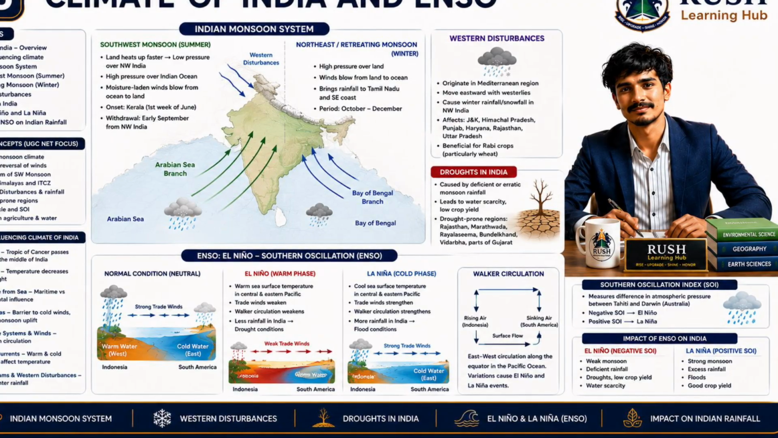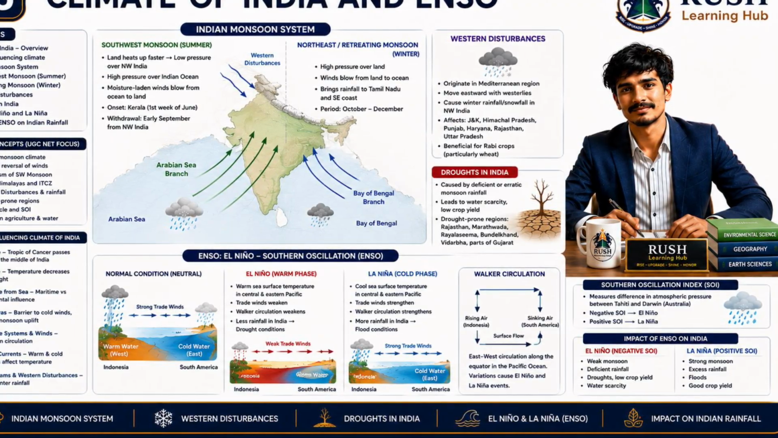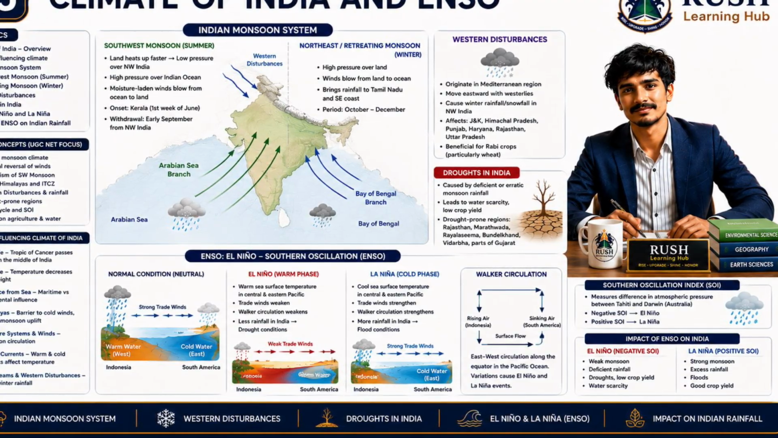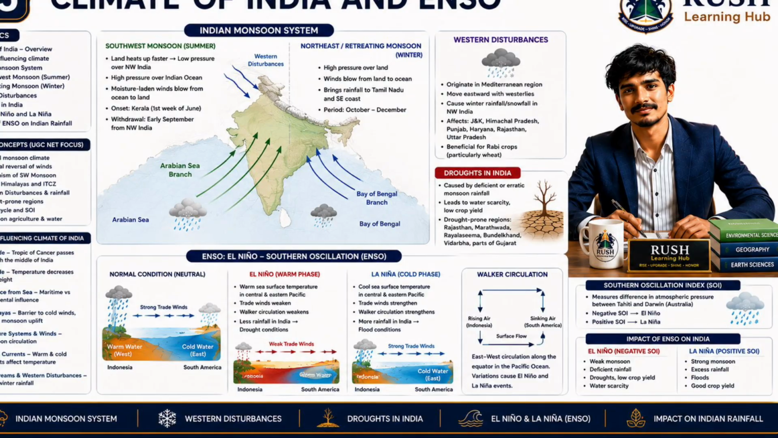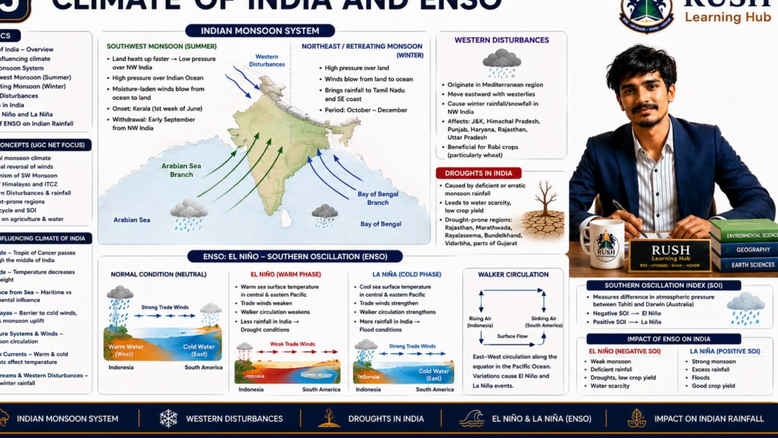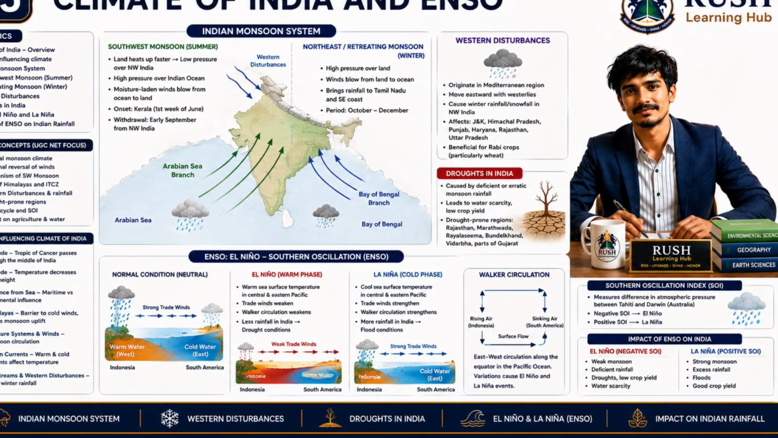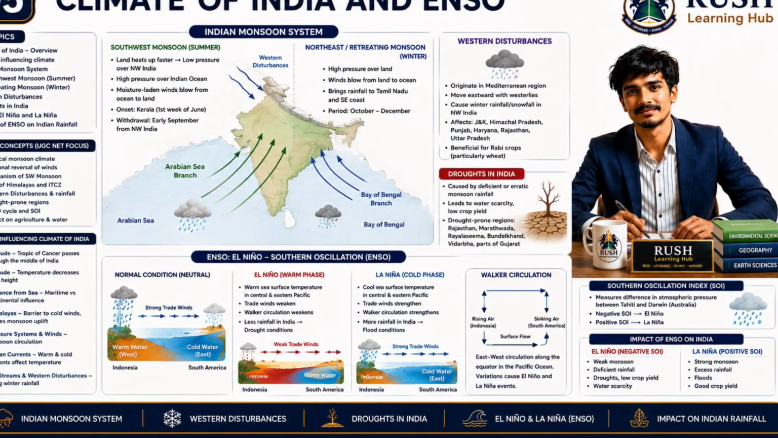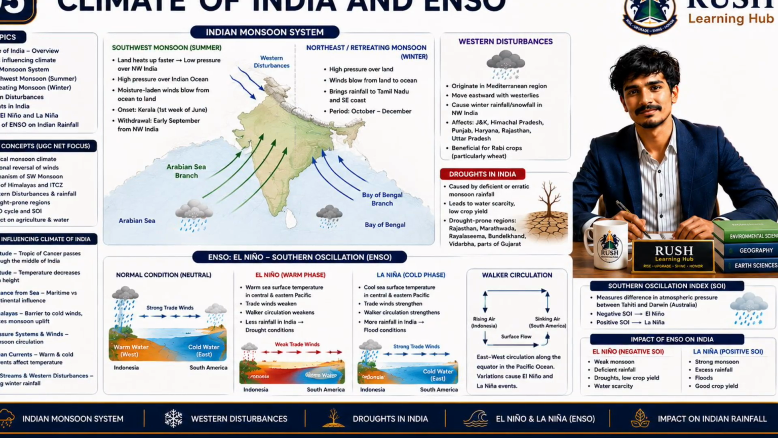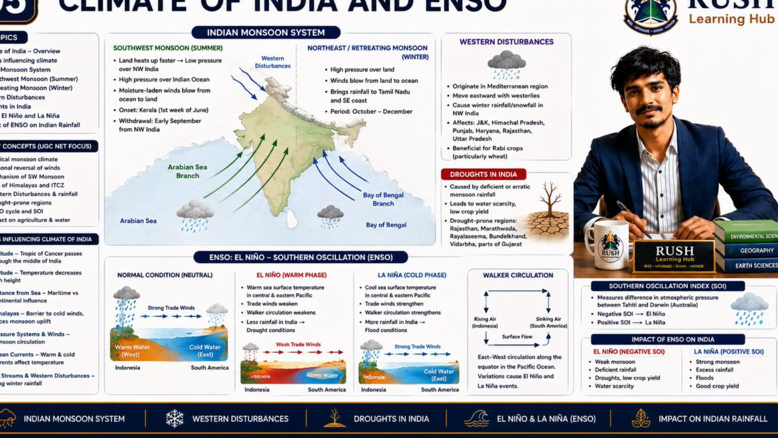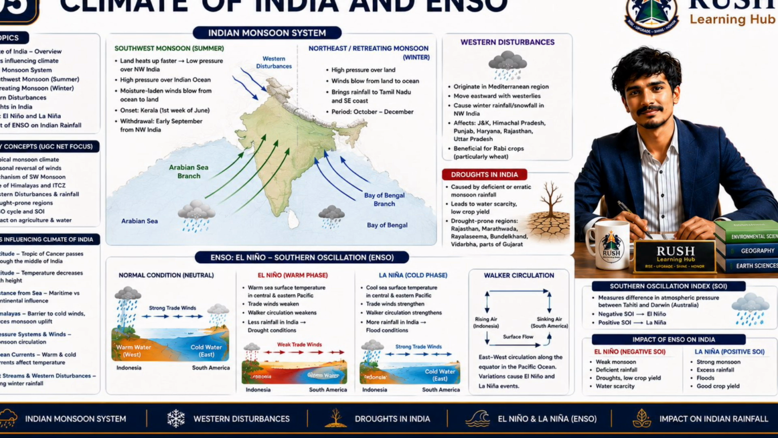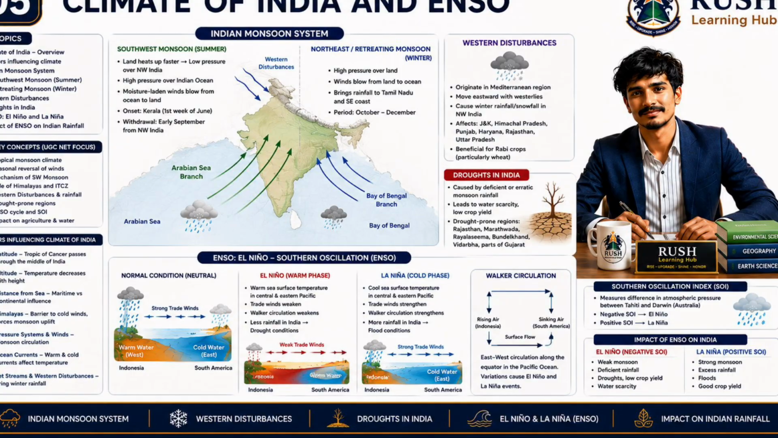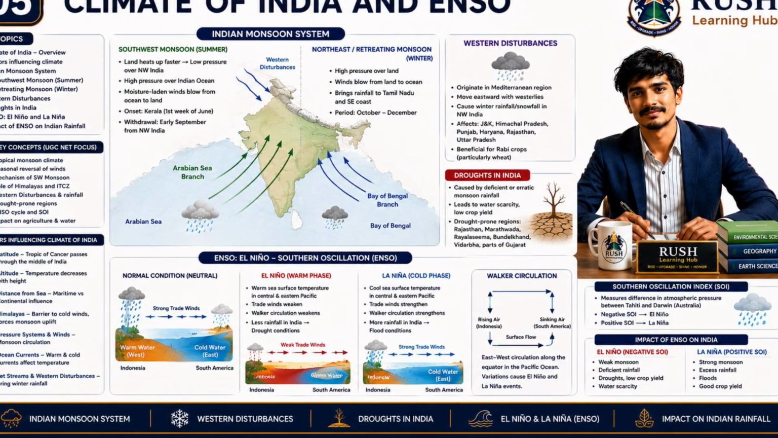Consequently, India generally receives stronger monsoon rainfall, which may sometimes result in floods. The atmospheric component associated with ENSO is called the Southern Oscillation. The Southern Oscillation refers to fluctuations in atmospheric pressure between Tahiti and Darwin, Australia. These pressure differences are measured using the Southern Oscillation Index, or SOI. A negative SOI value is generally associated with El Niño conditions, whereas a positive SOI value indicates La Niña conditions.